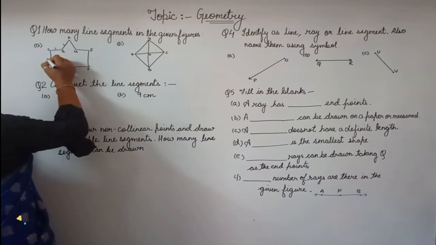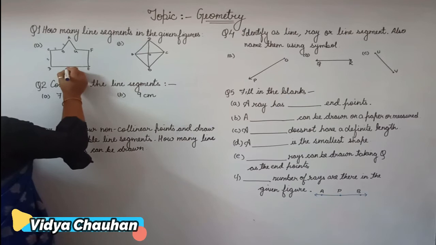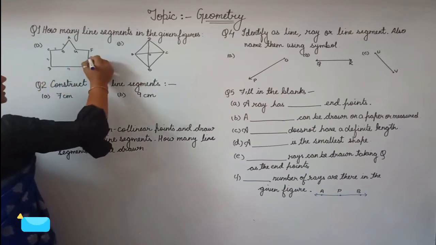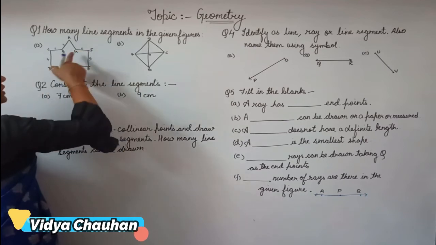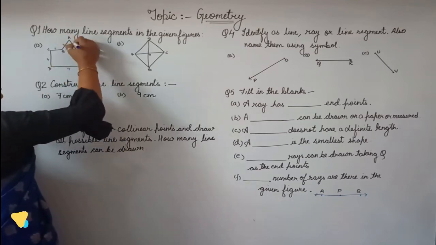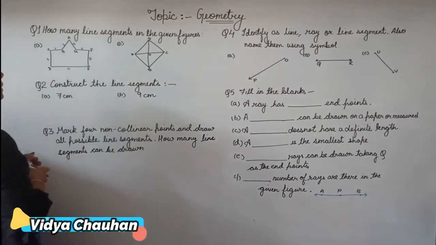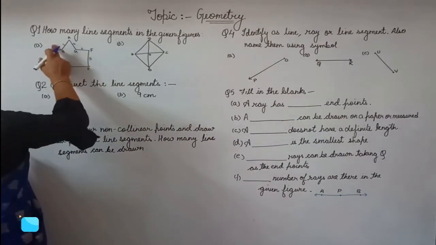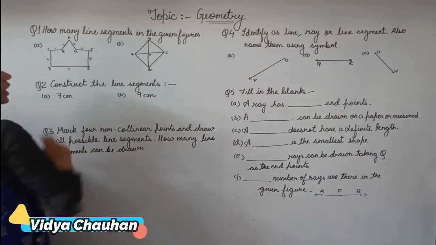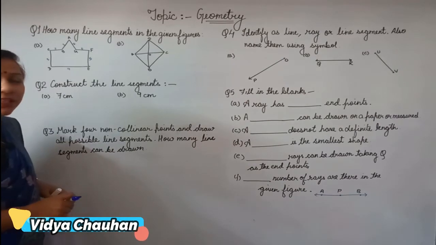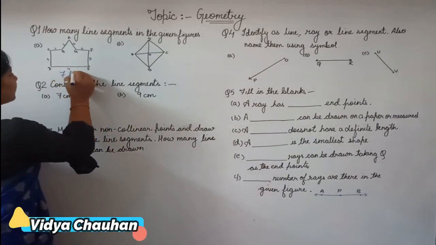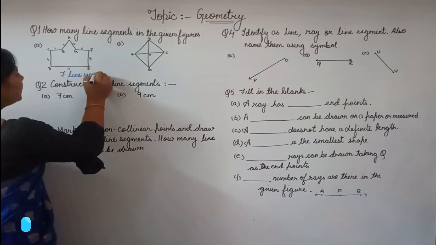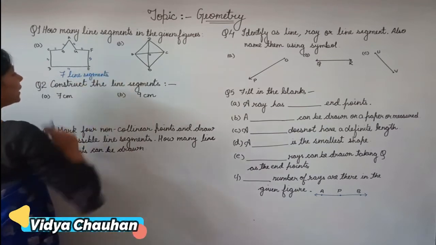C to D, third line segment. D to E, fourth line segment. E to F, fifth line segment. F to G, sixth line segment, and G to A, 7 line segments. So here as you can see I have given it numbering. So how many line segments we got here in this figure? 7 line segments. So there are 7 line segments in this figure.